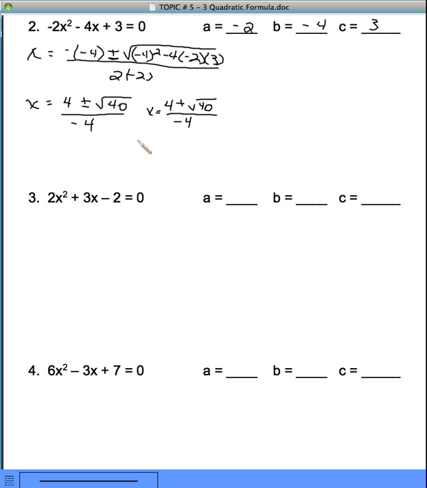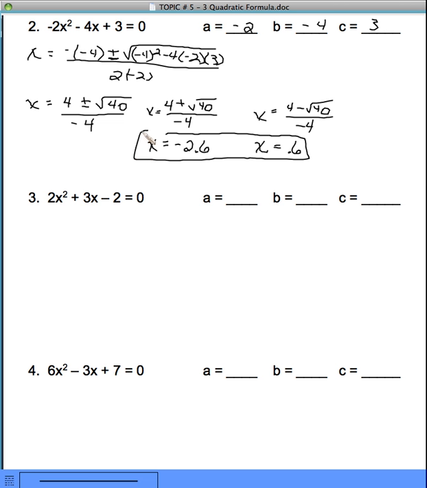And so when you get your rounded answer, it's going to be negative 2.6 about. And then the other x will be 4 minus the square root of 40 over negative 4. And you'll round that, and that'll be about 0.6. And those will be your 2 answers. Okay.